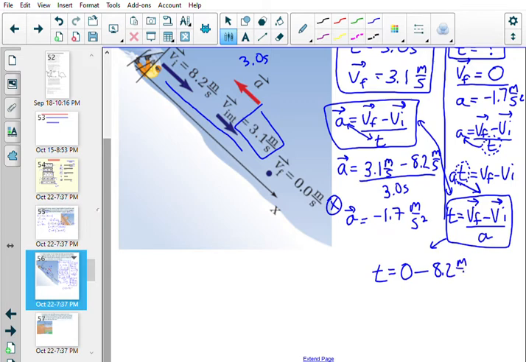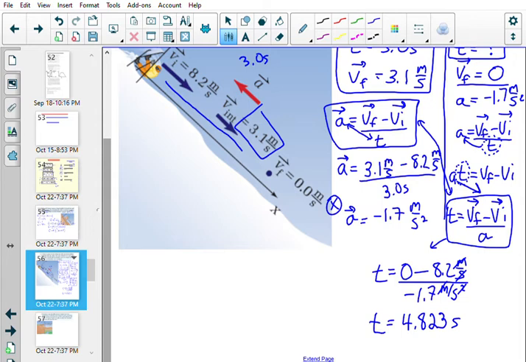And I'm going to divide that by the acceleration, which was negative 1.7 meters per second squared. And when you take negative 8.2 and divide by negative 1.7, you get a positive number, and it's positive 4.823. And that's a time, so it's in seconds. The meters cancel out, a bunch of the seconds cancel out, and it leaves seconds behind.